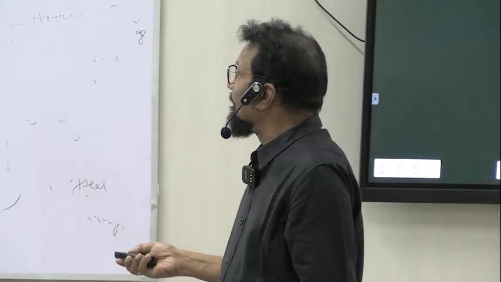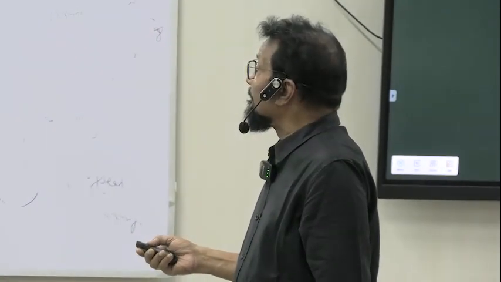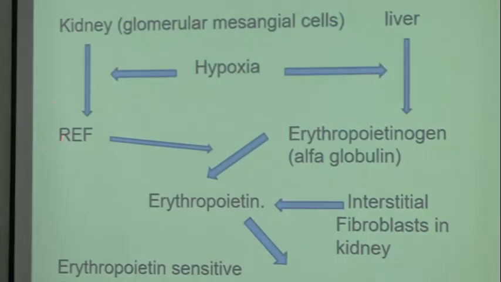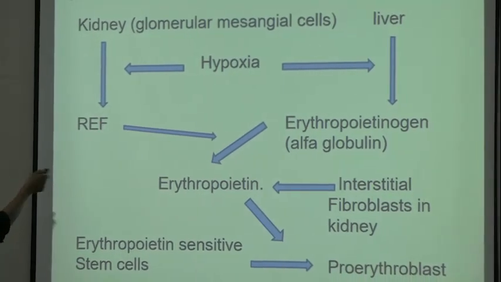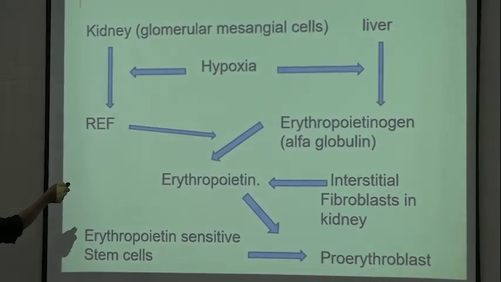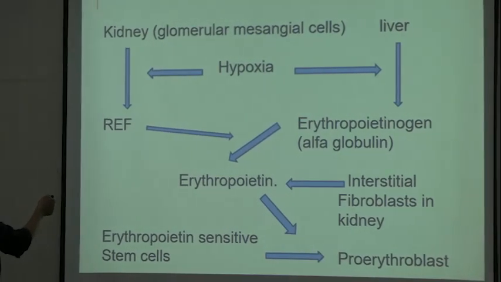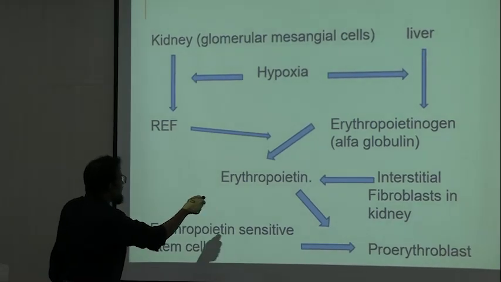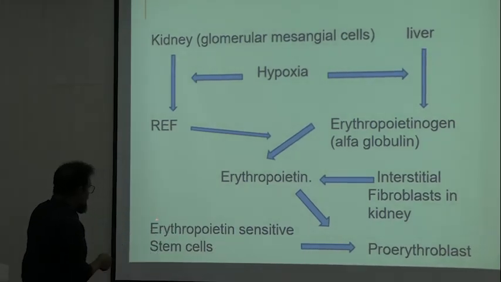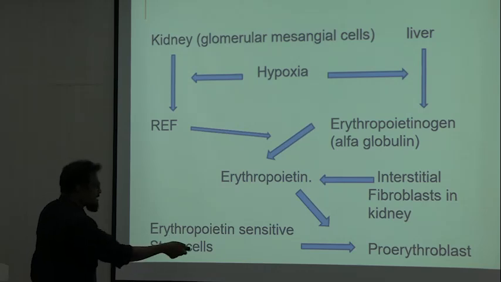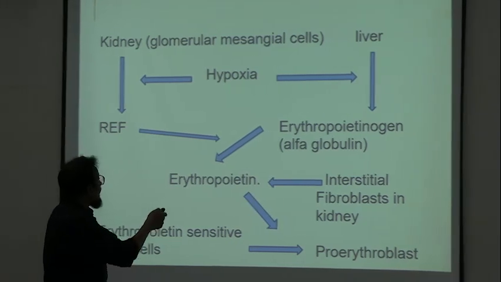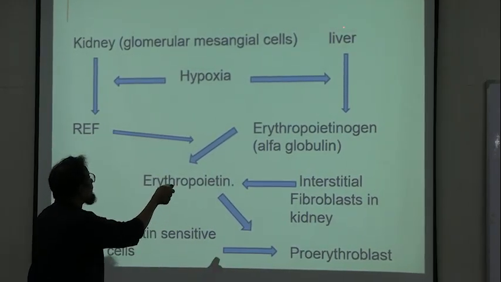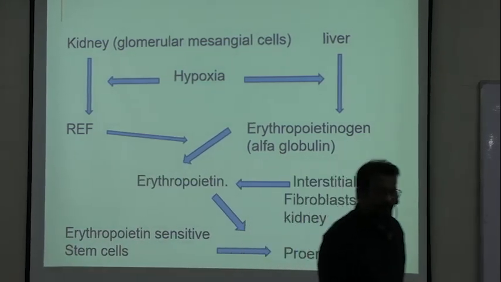See this. Kidney glomerular mesangial cells secrete REF. This conversion is due to hypoxia. Hypoxia causes release of REF from the kidney. So this REF converts erythropoietinogen into erythropoietin. Now this will participate in the conversion of stem cells into proerythroblast. And the liver is another source of erythropoietin. Liver, where?